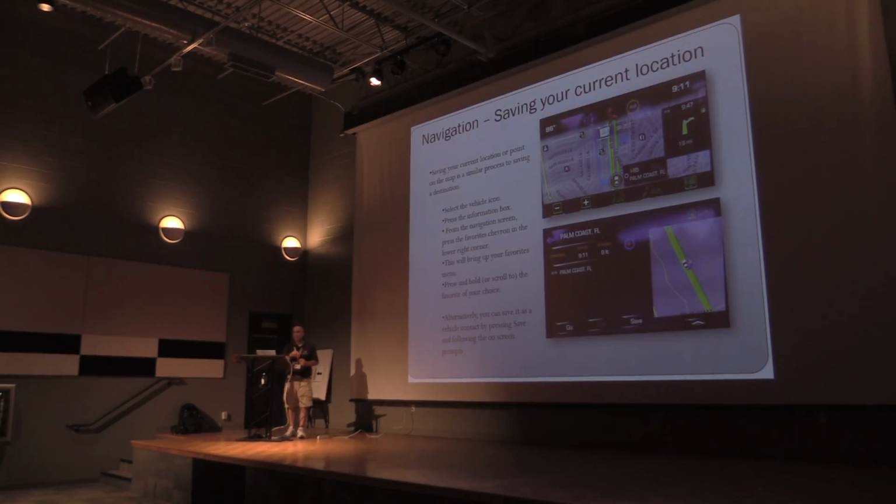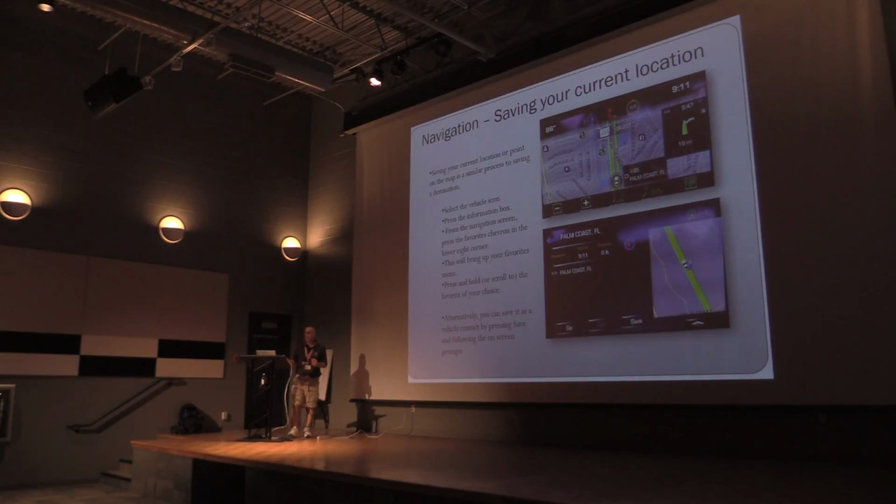If you press on the dialog box, guess where it brings you? The Go Save screen. From there, you can navigate to it with the Go button, or you can save it as a favorite or as a vehicle contact. You can put it on your favorites with the chevron, or you can save it to the vehicle contacts. So you can always save your current location. Why is that useful? You're there. Why do you have to worry about it?